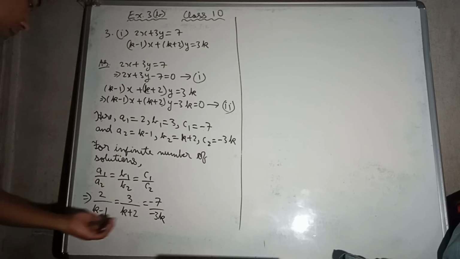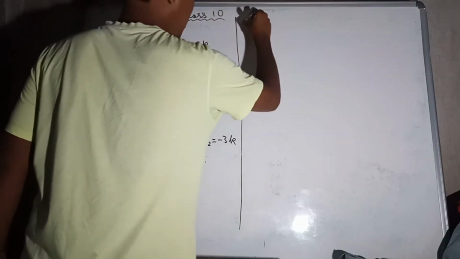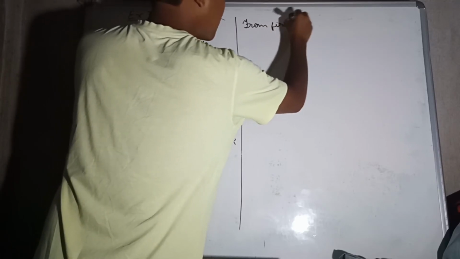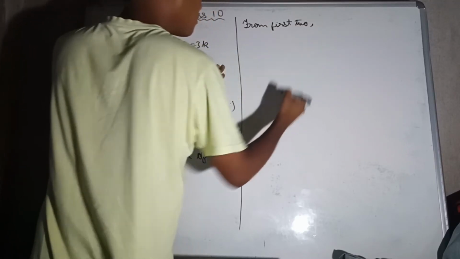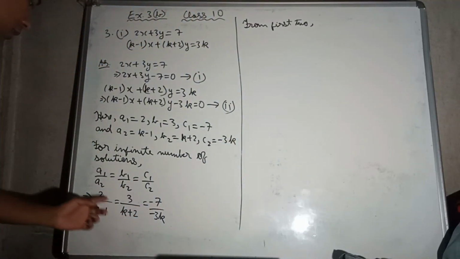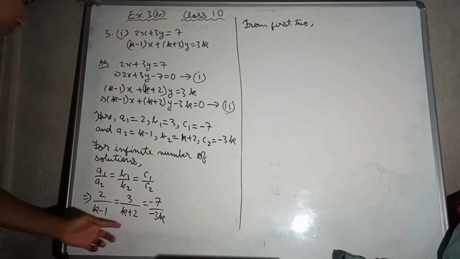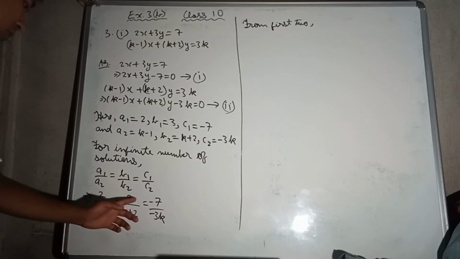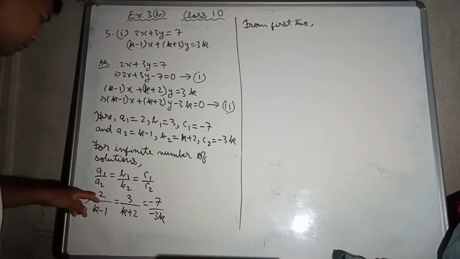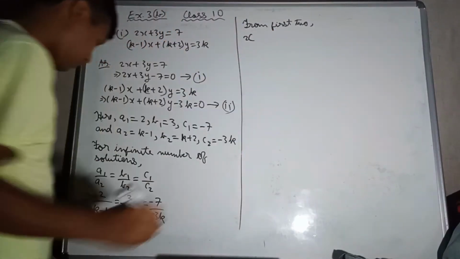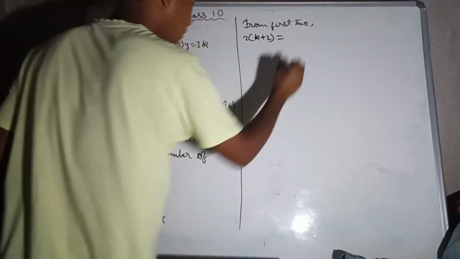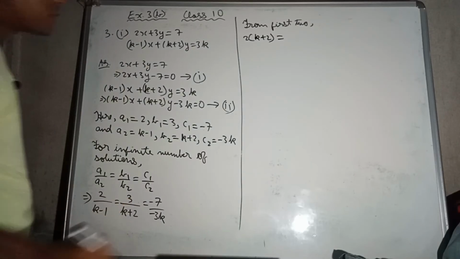Taking the first two and cross multiplying, k plus 2 into 2 on one side, and k minus 1 into 3 on the other side. So 2 into k plus 2 equal to 3 into k minus 1.